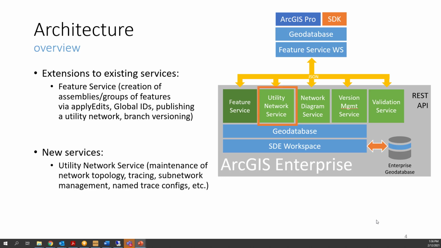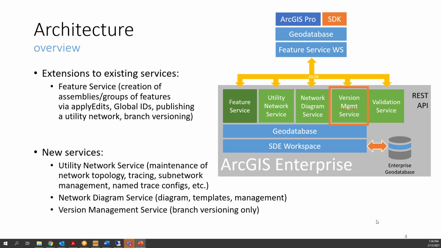So the new services that we have, of course, are the utility network service, which deals with all the network topology, the network index, the tracing, subnetwork management, supporting our new named trace configurations capability, all those things that are related to the utility network directly. The network diagram service is responsible for essentially providing schematic or logical representations of the data, being able to build and manage your diagrams, work with templates, and actually configure the system to provide these logical views.